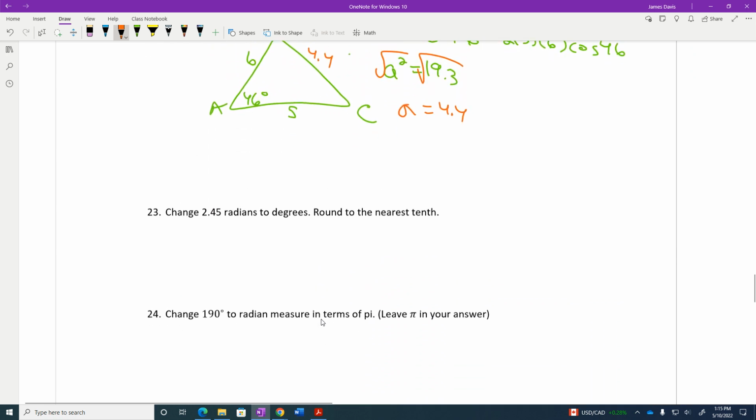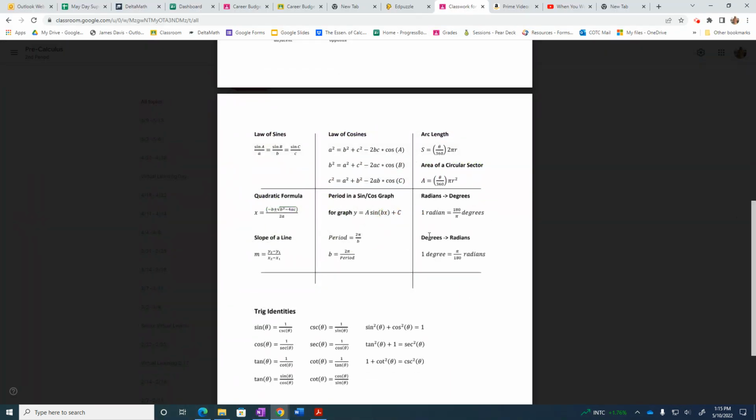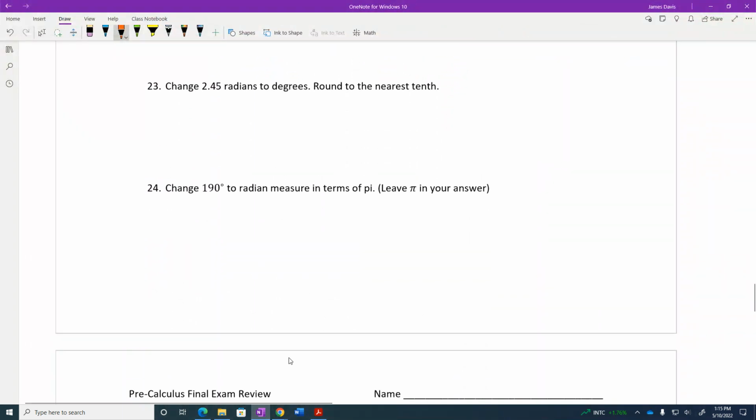23, we're asked to change this radians into degrees. And you're going to be given the formula, essentially. Radians to degrees is right here. It says 1 radian is 180 over pi degrees. If you remember, you're just either multiplying by 180 over pi or pi over 180. So here it's telling us that a radian is 180 over pi, which means we're going to multiply by that. We're going to do 2.45 times 180 over pi.